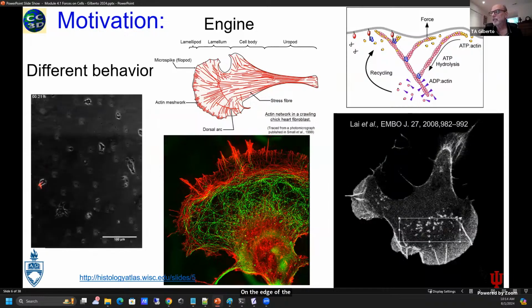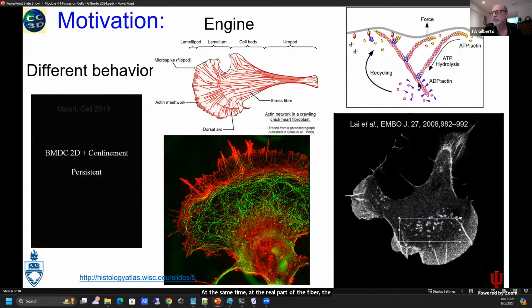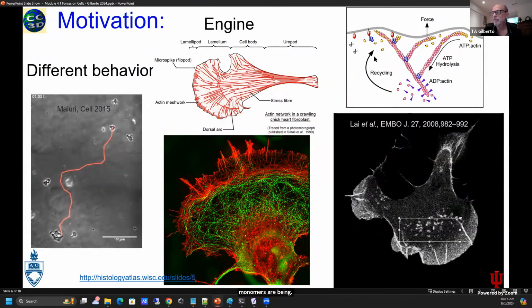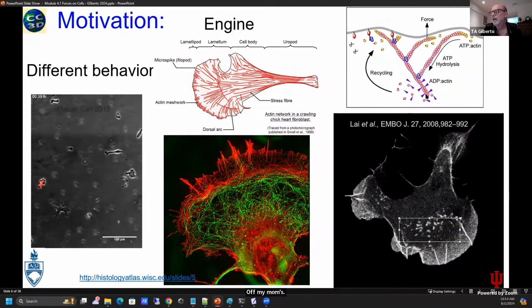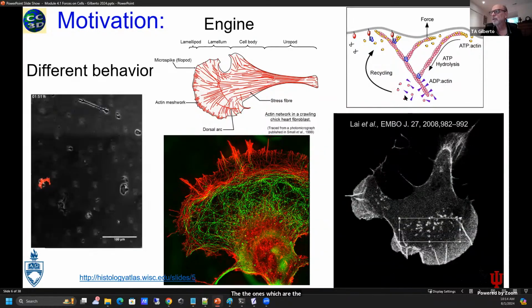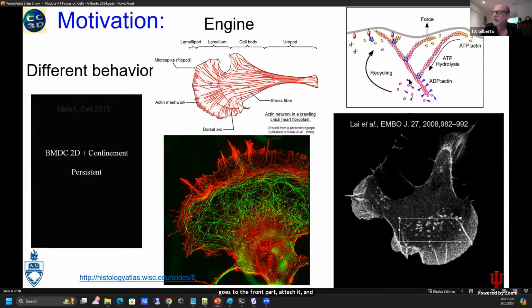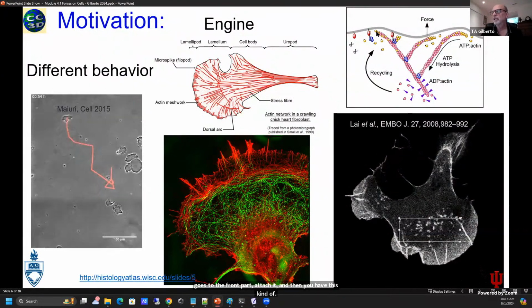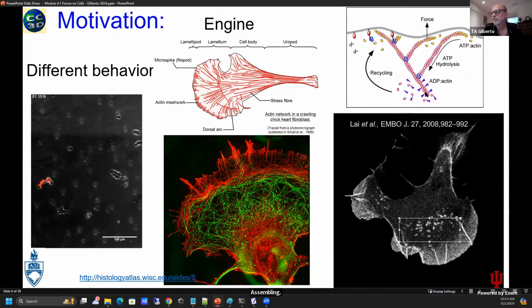At the same time, at the rear part of the fiber, the monomers are being disconnected from the fiber. And there is a recycling of monomers: the ones detached from the rear part go to the front part and attach, and then you have this kind of cyclic motion of monomers, assembling in the front and detaching from the end.